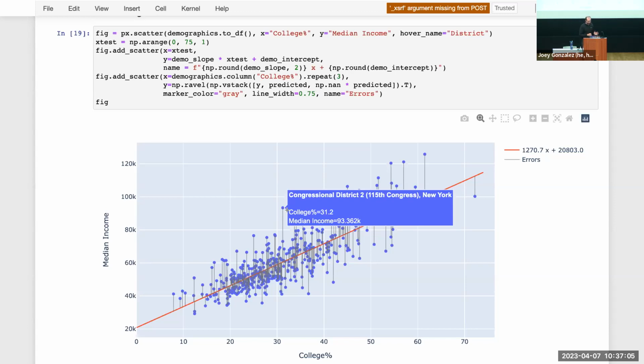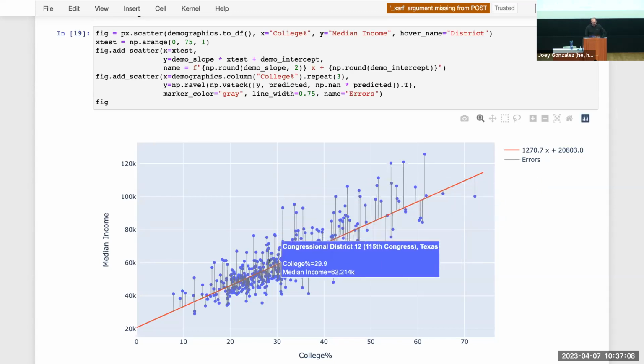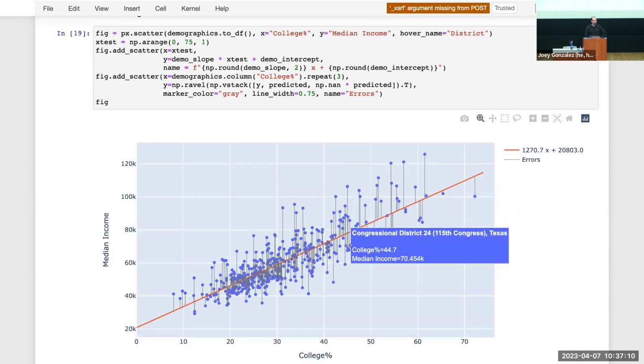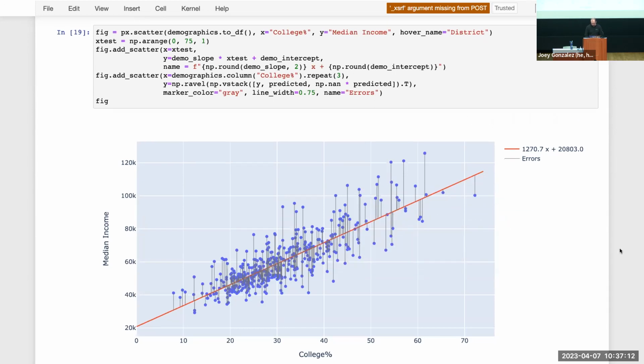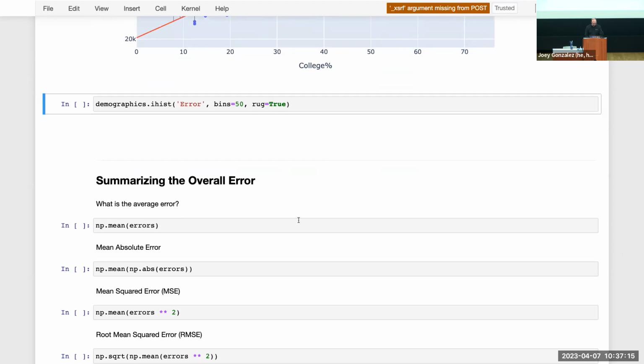But that's not the goal of this lecture. The goal of this lecture is to actually use this error to build a better model, or to find the very best model we can for our data. Let's do that. All right.